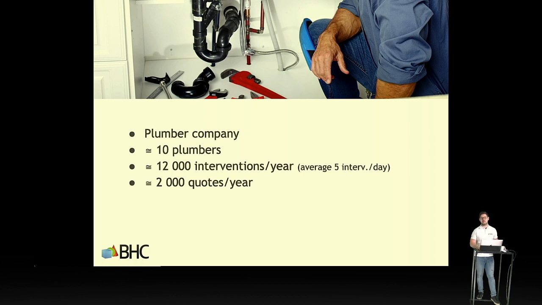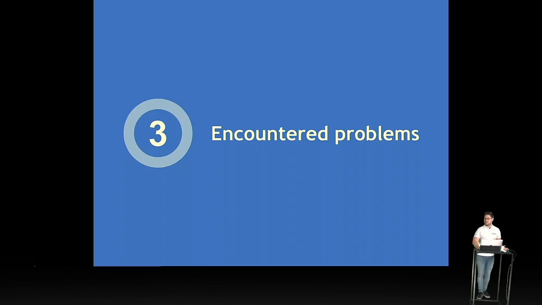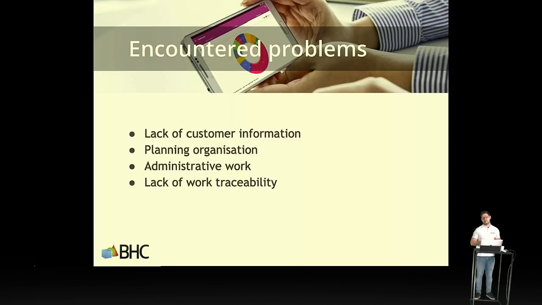So now, the problems they encountered. The first problem is a lack of customer information for the plumbers when they are on the field. It's really important for the plumber to know who he has to encounter and where the customer is located to go to their intervention. And sometimes this information is not correctly forwarded to the plumber. That's really the main problem.